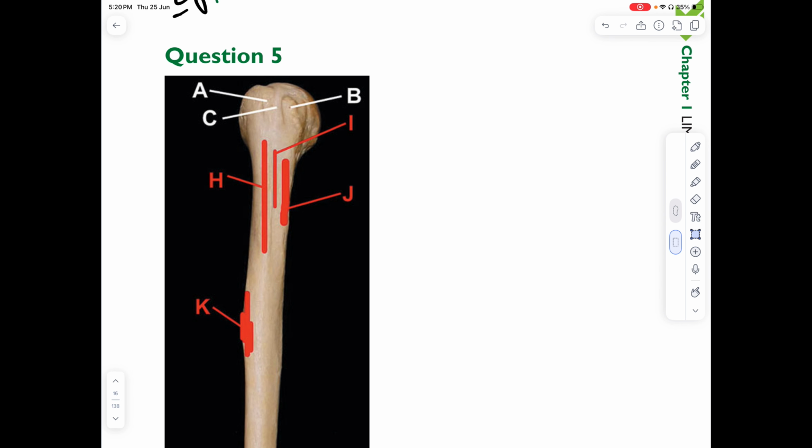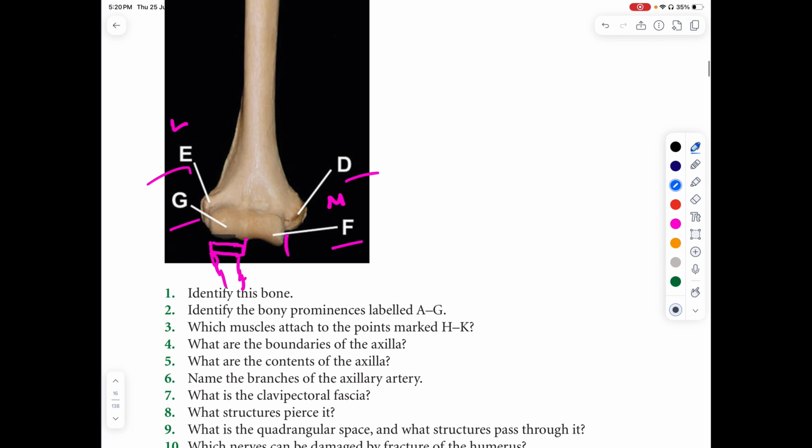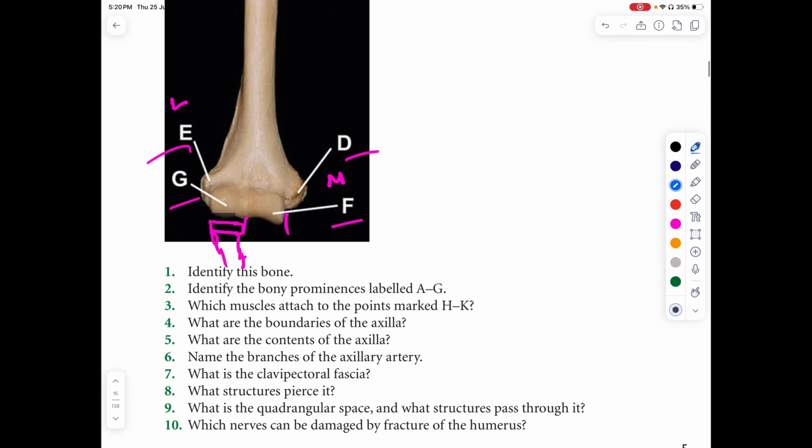So anteriorly pectoralis major, this is latissimus dorsi, teres major. Now the next question is, what are the boundaries of the axilla? So the axilla is a pyramidal space, it's like this.